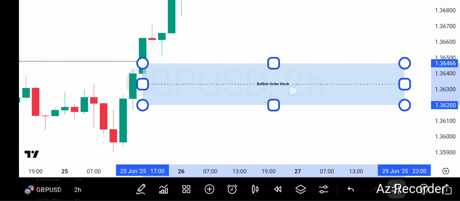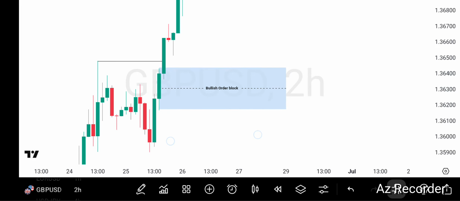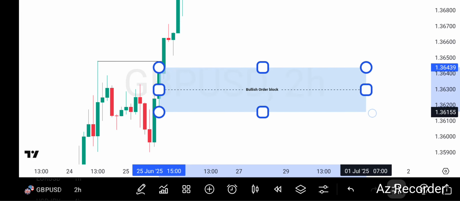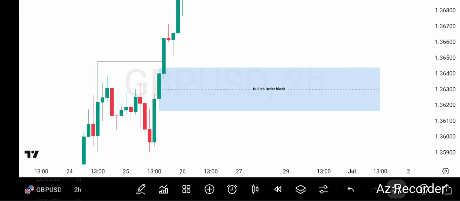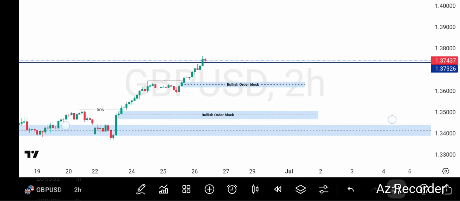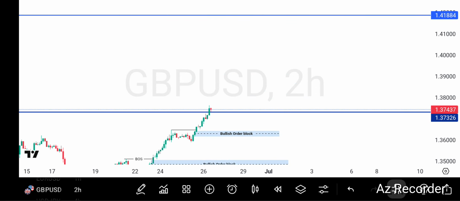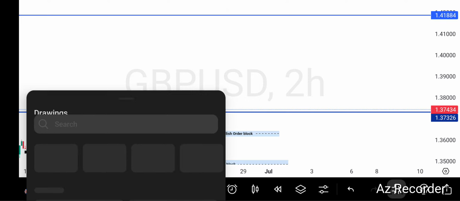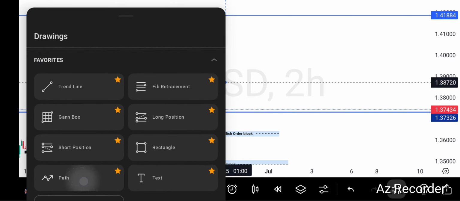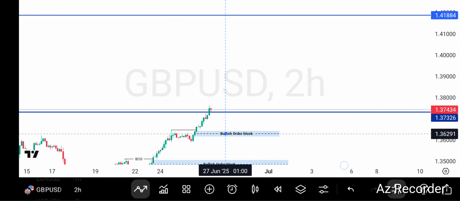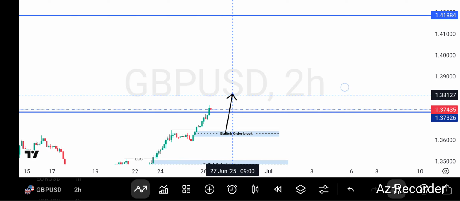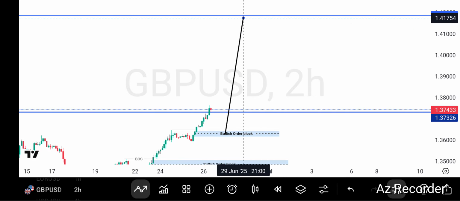So we're waiting for GBPUSD at this zone. This is the zone we're actually going to be waiting for GBPUSD. This is another bullish order block. So we still have GBPUSD to give us a run from this zone up to this point. So we still need GBPUSD to run.